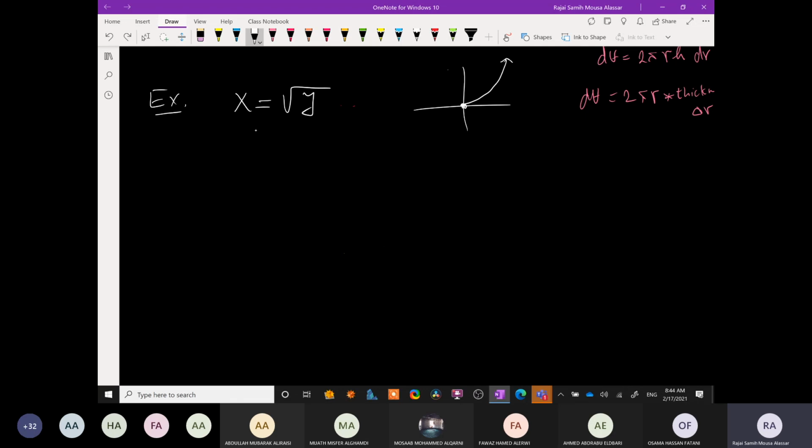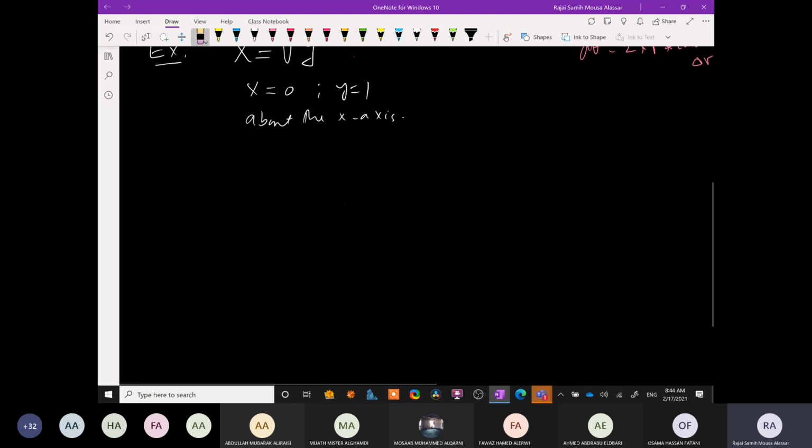And x equals 0 is the y-axis. So this is the y-axis. And y equals 1 is just this. So we're talking about this area, the bounded area, and you want to rotate this about the x-axis. Do you understand the problem? Okay, so we'll delete this rough draft and do it decently now.